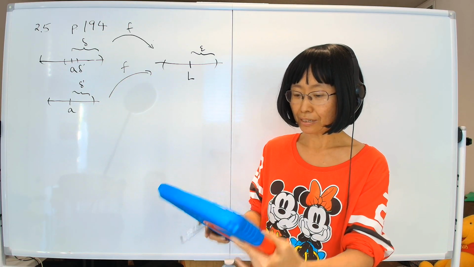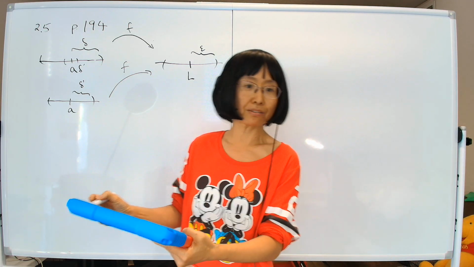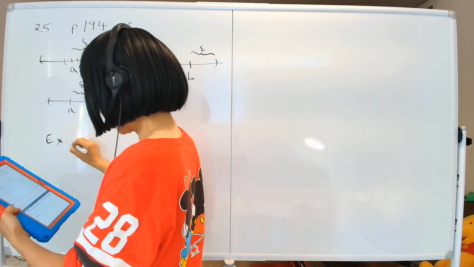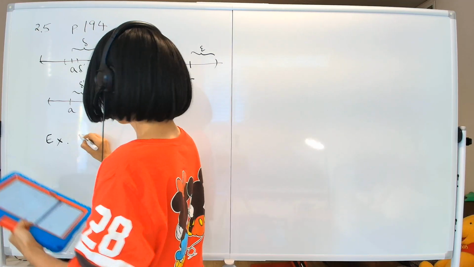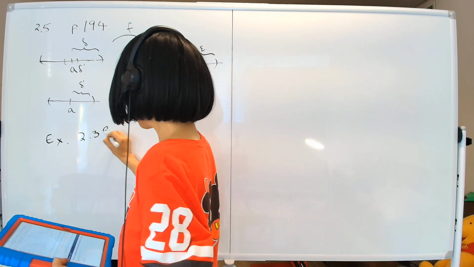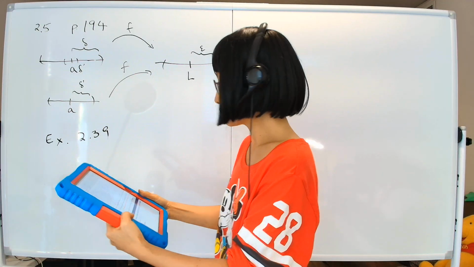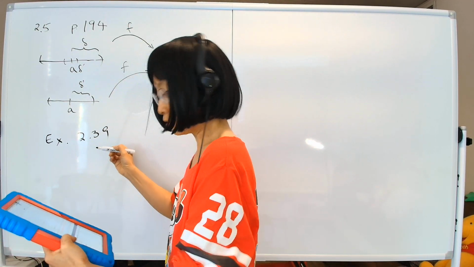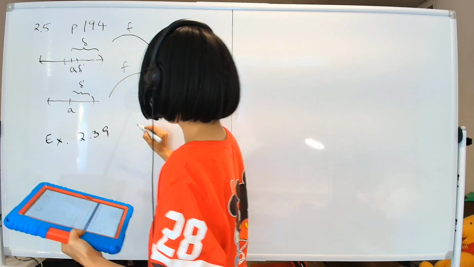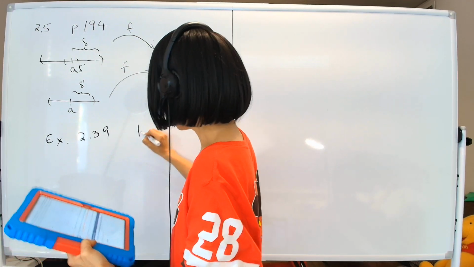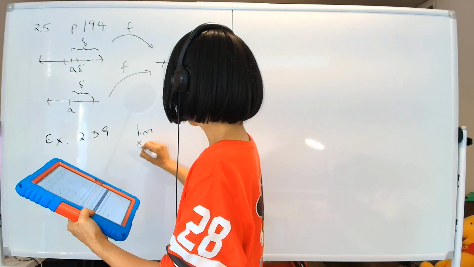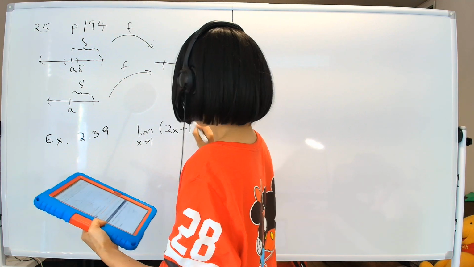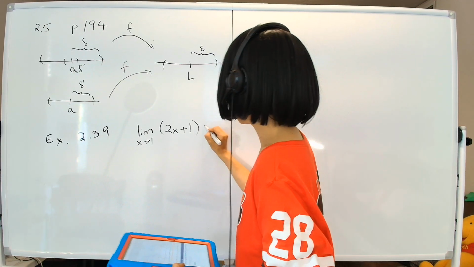But anyway, as an example, let's look at example 2.39. Example 2.39 to demonstrate the delta epsilon definition. Let's look at some function called 2x plus 1. It's a quick, easy function. We're supposed to prove with the delta epsilon definition that the limit of 2x plus 1 as x approaches 1 equals 3.